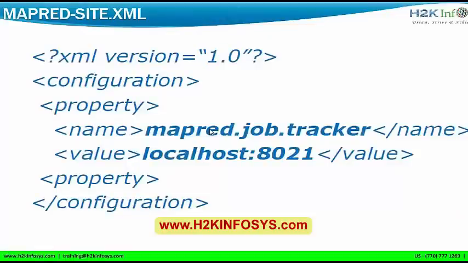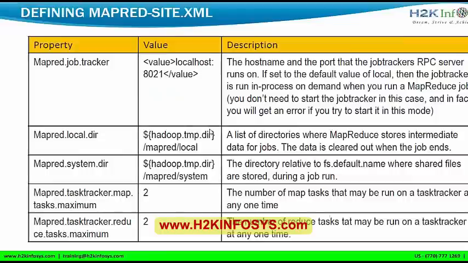So if you see the mapred-site.xml, this is how it looks. The job tracker is going to connect to port 8021 by default. mapred.job.tracker is the name. A few of the important properties are the port value, whatever we are going to connect to, and next one is mapred.local.dir.